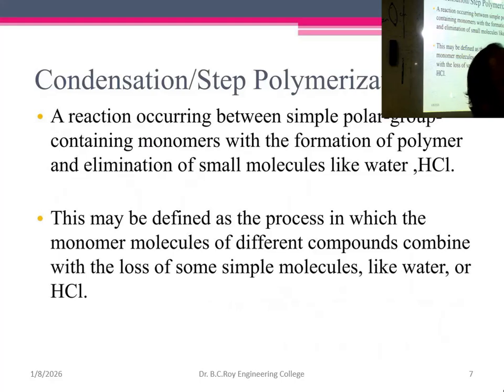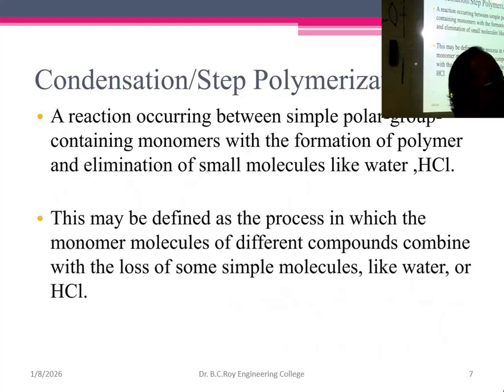Then you have adipic acid: COOH, CH2, CH2, CH2, CH2, COOH. How many CH2? 4. And how many COOH? 2. So both the ends you have COOH group, and in the middle you have a CH2, CH2, CH2, CH2 chain. How many total carbon? 6. So adipic acid has 6 carbon and 2 of these carbon are oic acid groups. And hexamethylene diamine, all are CH2 and both the ends we have NH2.